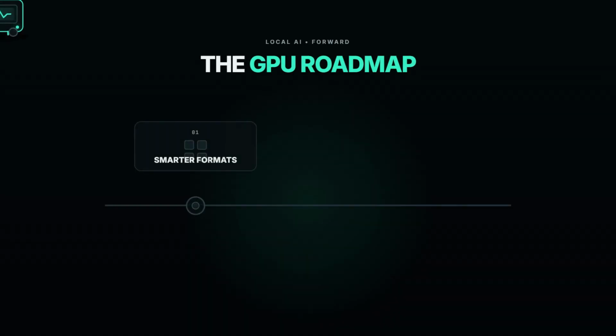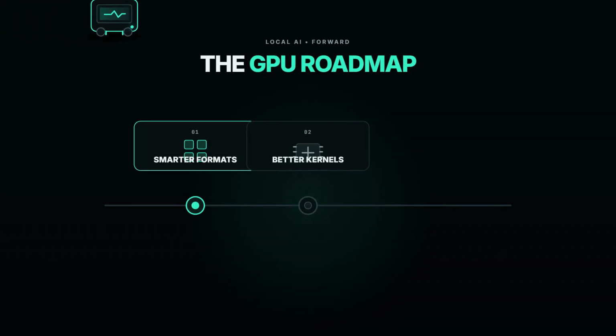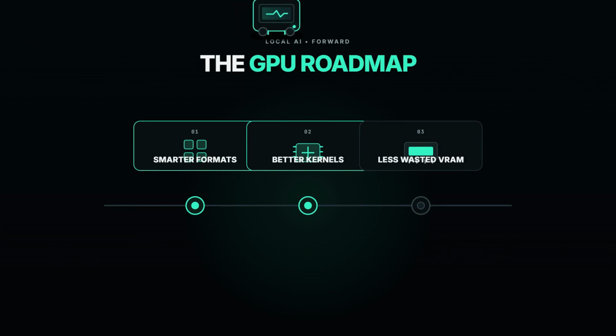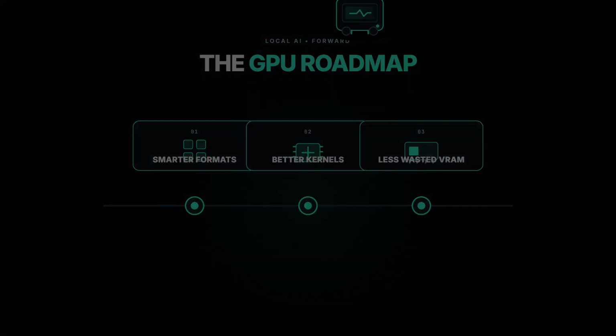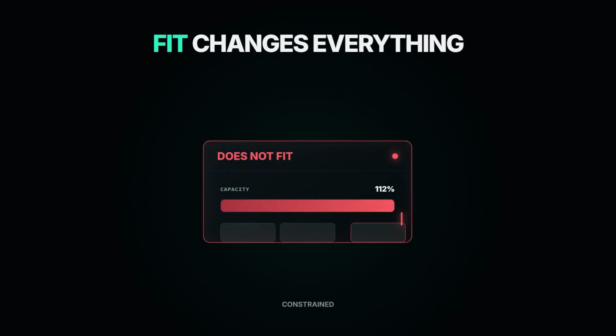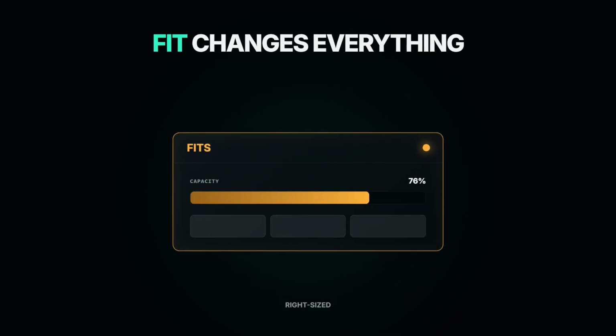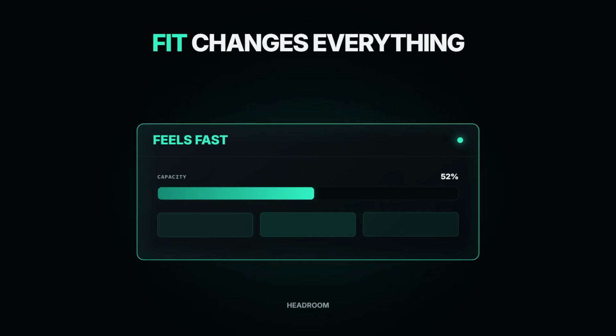This is the direction of local AI, not only bigger models, but smarter formats, better kernels, and workflows that waste less of your GPU. The takeaway is simple. If native INT8 works well in your graph, it can turn impossible into possible, and possible into comfortable.